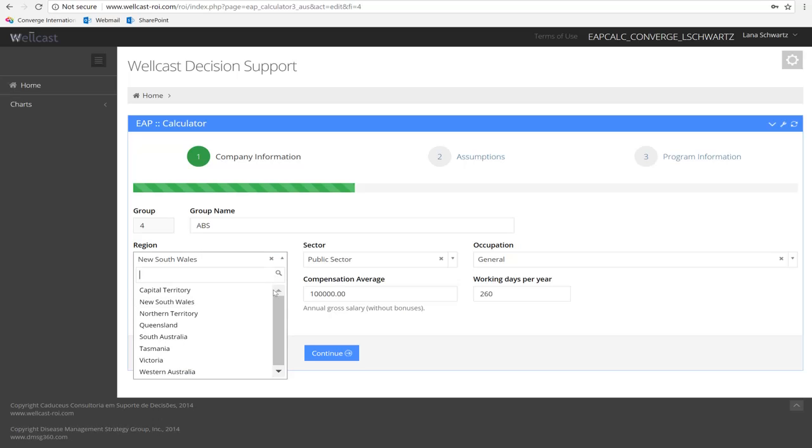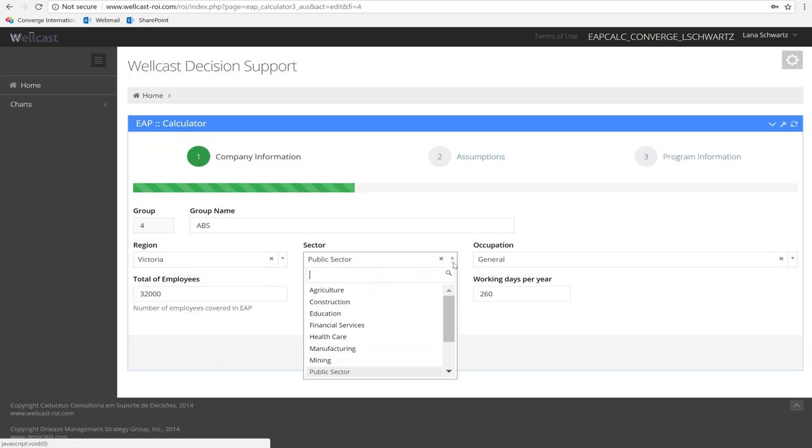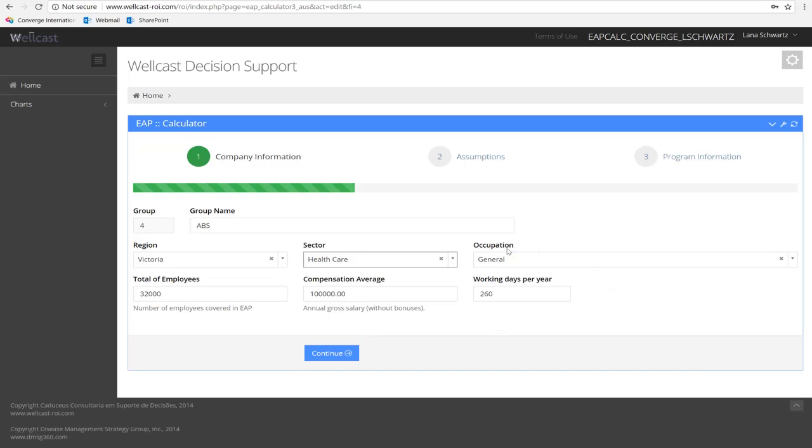We would also allocate a state or region that it comes from. This is really important to get the right productivity loss index. We would also nominate the industry. If your industry isn't here, just pick one that you think is similar in terms of the types of jobs that people do. So we might go for healthcare today. And occupation will stay as general. You don't need to input there.